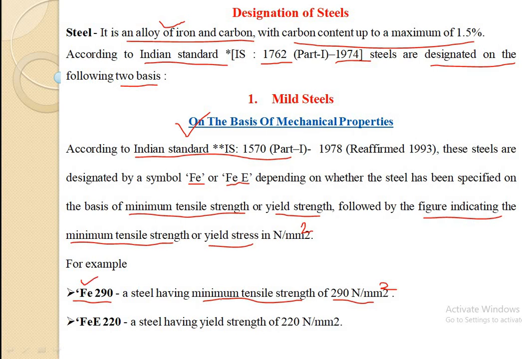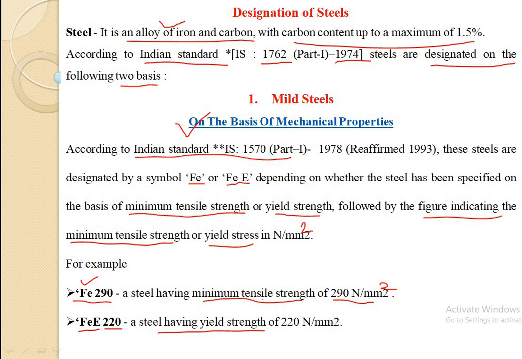Fe stands for minimum tensile strength, and 290 stands for the strength, that is, the minimum tensile strength in Newton per mm square. Now take another example. Here the symbol used is Fe and the number is 220. Now if we are using FeE as a symbol, then this steel is designated on the basis of yield strength, and this figure indicates its yield strength. This figure indicates its minimum tensile strength.